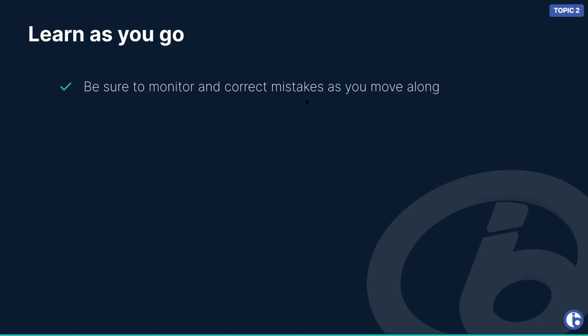Okay, neither of these are a good thing. So make sure that you're monitoring your mistakes and you're correcting them as you move along. This is one of the most productive things that you can do. A mistake is only a mistake if you do not learn from it in business. Okay, next up, understand what prospective and current clients value from you.